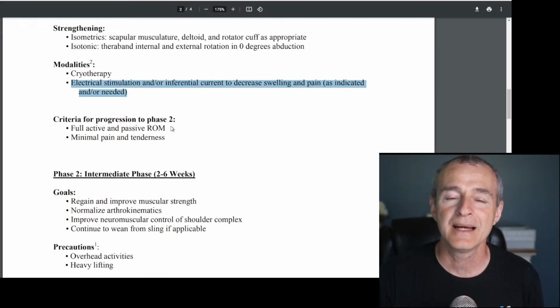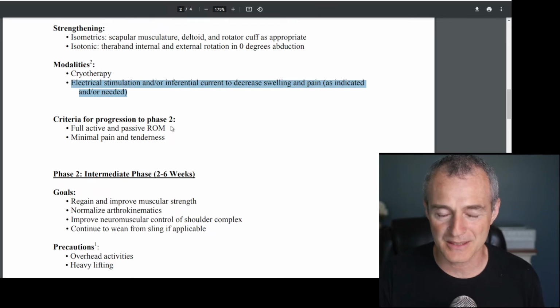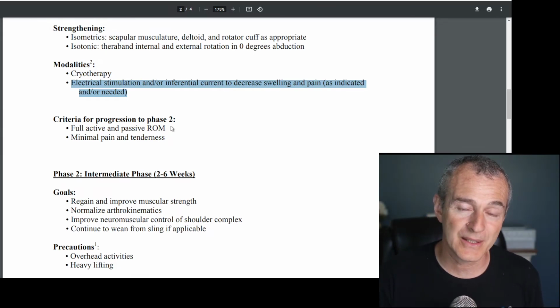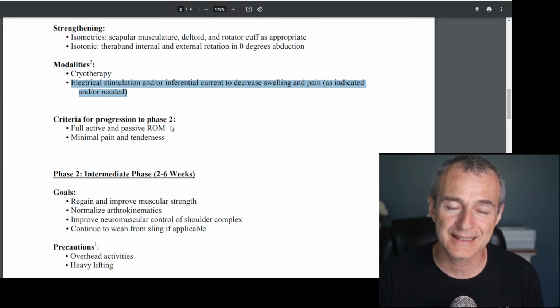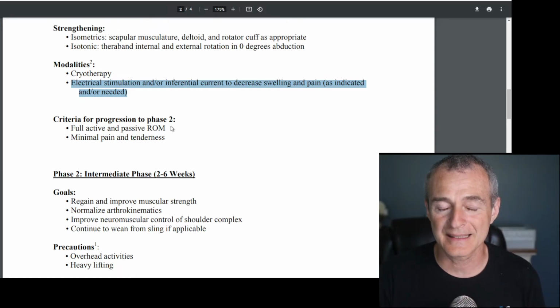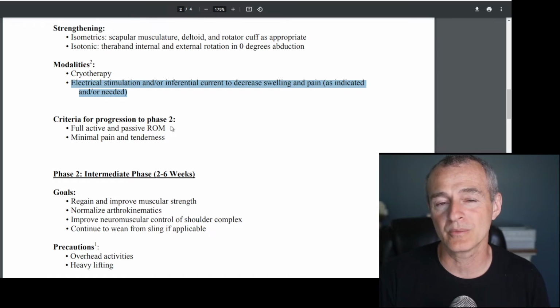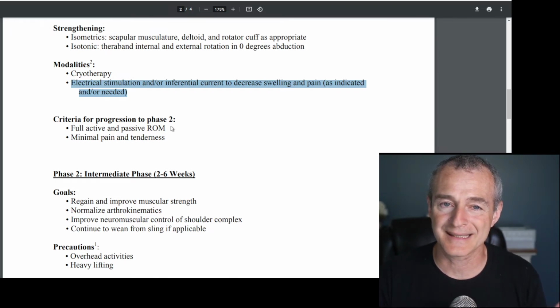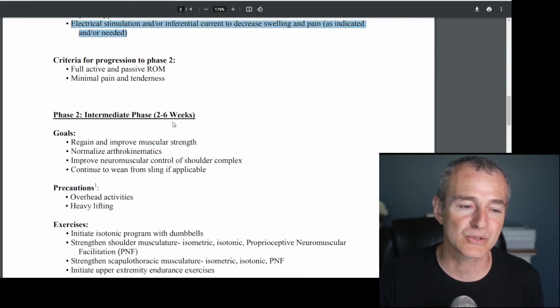interferential current. These have been suggested to reduce pain and swelling. They certainly don't help the healing process, but if they reduce the pain and the fear and the anxiety of movement, maybe they help you move a little bit better. Not listed here would also be devices like a TENS unit that some people might have from other injuries that they could talk to their surgeon about using on the shoulder.